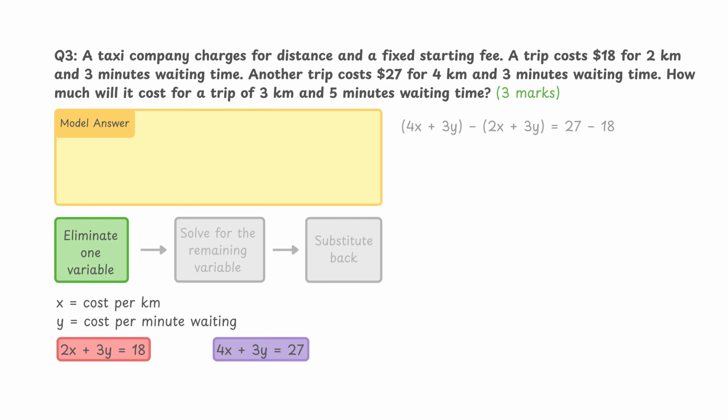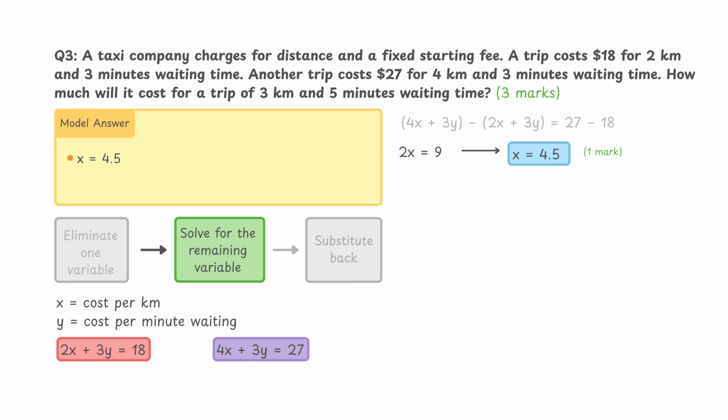So we write 4x plus 3y minus 2x plus 3y equals 27 minus 18. Now simplify both sides carefully. On the left side, 4x minus 2x gives us 2x, and the 3y minus 3y cancel out completely. So we are left with 2x equals 9. Now divide both sides by 2 to find the value of x. x equals 9 divided by 2, which is 4.5. So the cost per kilometer is $4.5. This earns 1 mark.